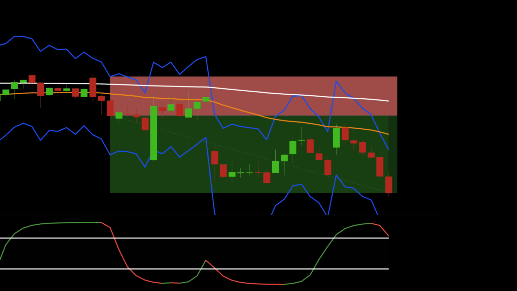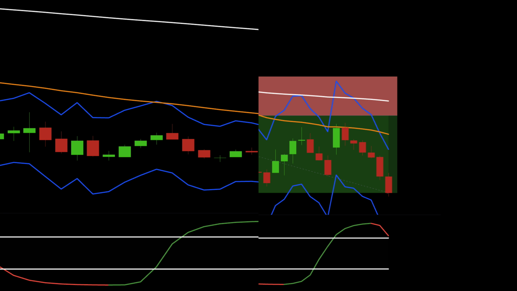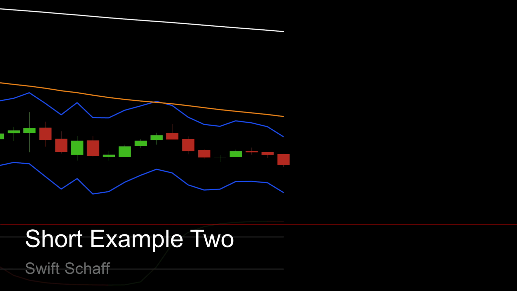And short example 1 continues the trend to the target. I am going to show you one more quick short example.